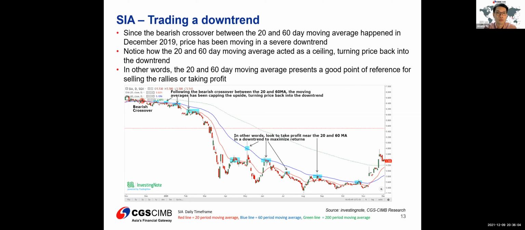So henceforth, a good way to use the 20 and 60-day moving average in a downtrend is to look out for those levels as a reference point to take profit, or for those that are more adventurous in terms of shorting the market, taking a directional bet to the downside, you can look out for selling opportunities at the 20 and 60-day moving average for this instance, if we do have a downtrending trade setup. So that is pretty much how you will use moving averages to trade an uptrend or a downtrend.